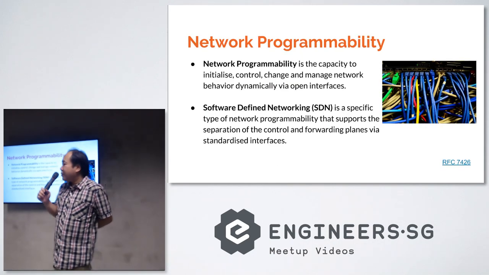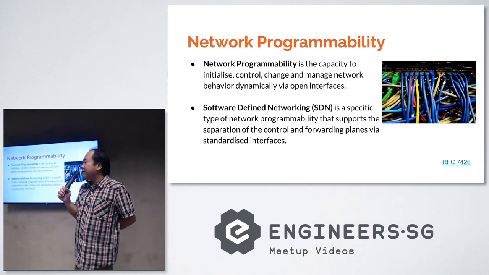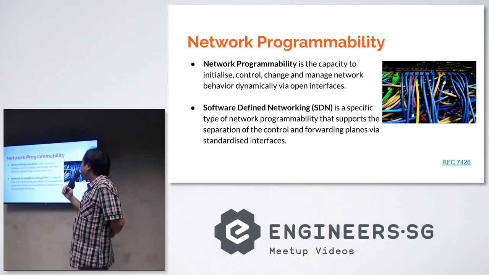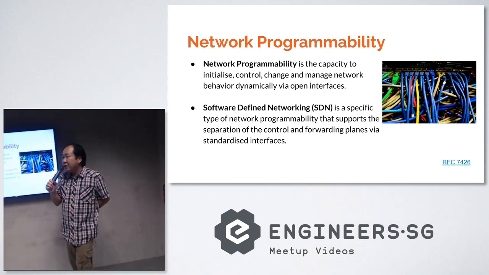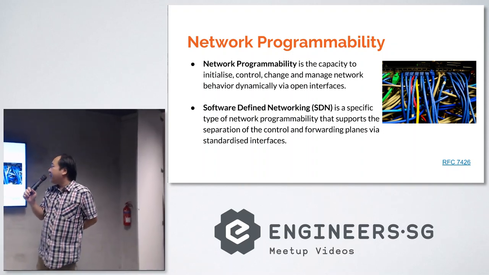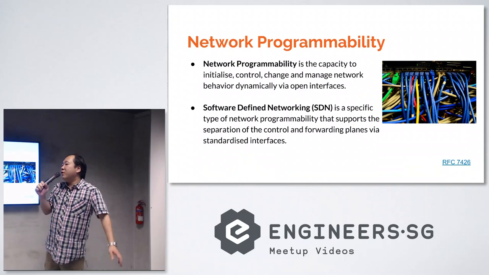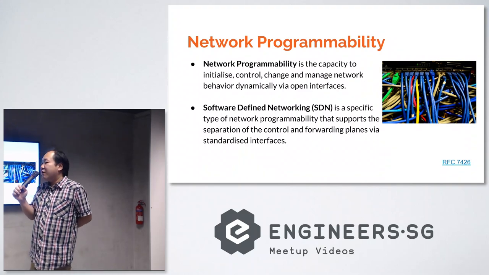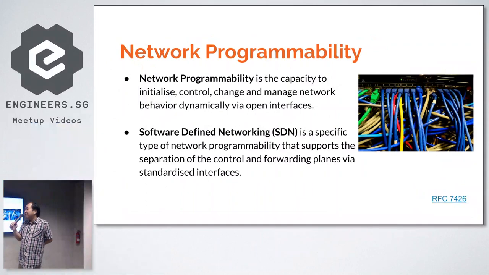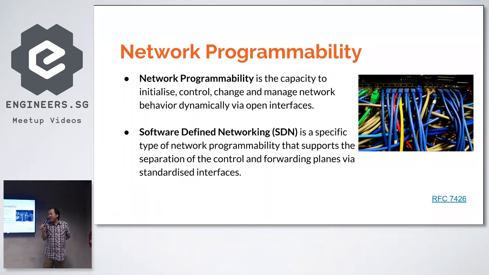The whole thing about software-defined networks is that we are focusing on something called network programmability. Network programmability is the capacity to initialize, control, and manage network behavior through open interfaces. Network programmability has always been there. If you're familiar, you might know about routing protocols that have always been used in the network. Those are all network programmability. Software-defined networking is a specific type of network programmability, where you separate the control and forwarding plane. So what are those control and forwarding planes?